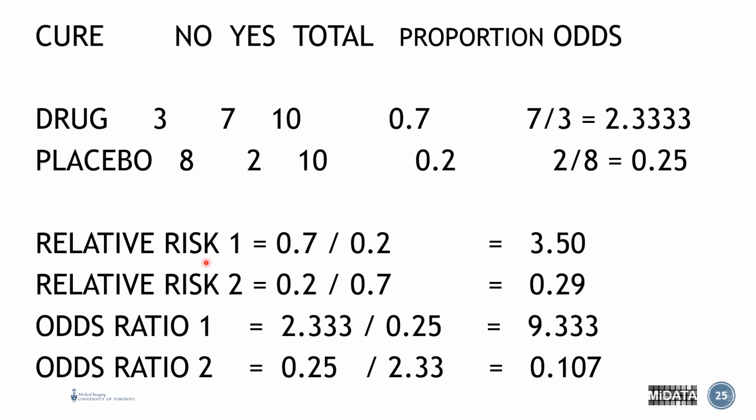If we look at the relative risk, you can remember it was the probability of yes on drug over the probability of yes on placebo. So it's 3.5. If we look at it the other way around, the probability of yes on placebo versus the probability of a cure, so yes meaning a cure, on drug, then of course you get the inverse, 0.29. And we do the same thing with the odds ratio. It's going to be up here, 2.33 over 0.25, or the inverse, 0.25 over 2.33. The reason I'm stressing this is because depending on how you enter your data and depending on how your data is labeled, you're going to get the one or the other comparison. So be prepared for that.